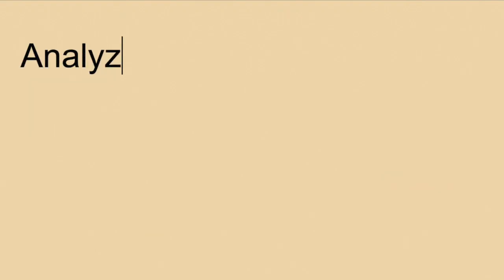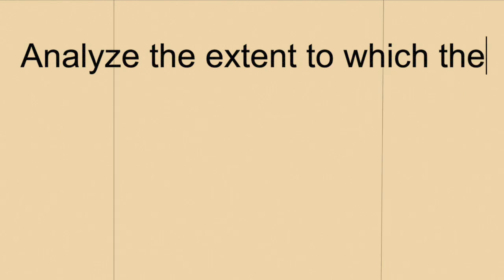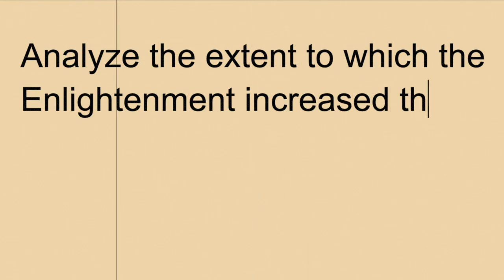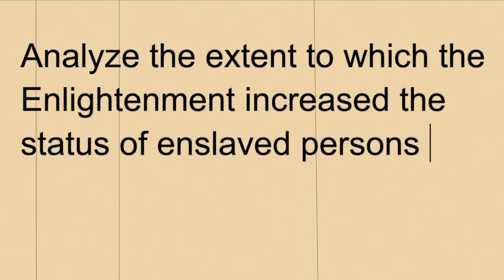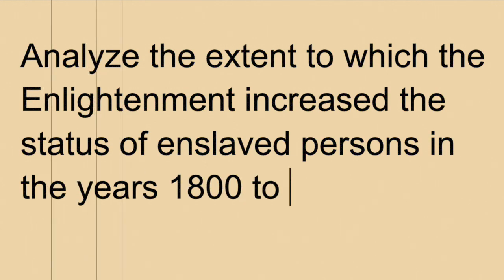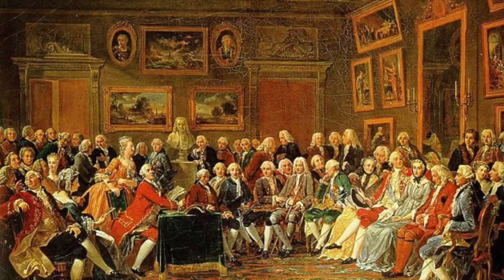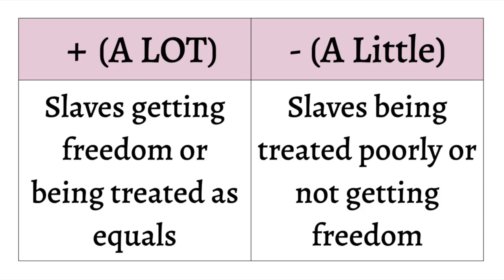For instance, if the question is asking you to analyze the extent to which the Enlightenment increased the status of enslaved persons in the years 1800 to 1850, then you'll just think a lot and a little. So break this down as simply as possible. The Enlightenment is behind all the revolutions. That means you'll be looking for some documents that show slaves getting freedom and being treated like equals. That would be a lot. And slaves not getting freedom. That would be a little.